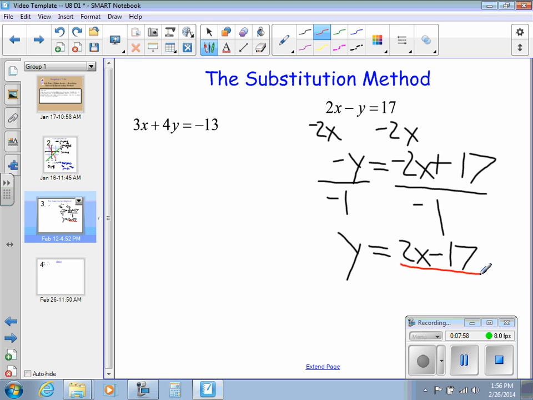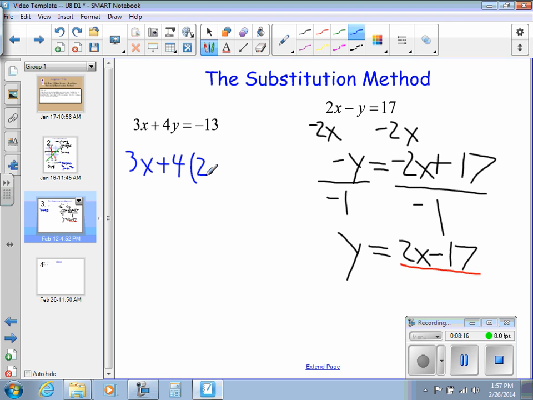And I'm going to plug that in to the other equation. So what I have here now, I'm going to write 3x plus 4 times, and instead of putting y, I'm going to put that 2x minus 17.